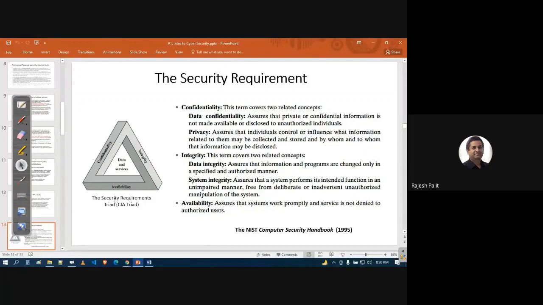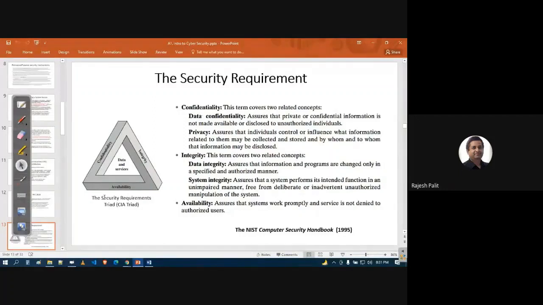Then the integrity. There are two types of integrity. The first one is data integrity. Data confidentiality means the data will not be in the hands of unauthorized users or individuals. If a person is authorized or an expected user, definitely he or she will have the data. But if they are not intended for that data, then they will not be able to get hold of it, recover it, or decode it. They cannot access the data.